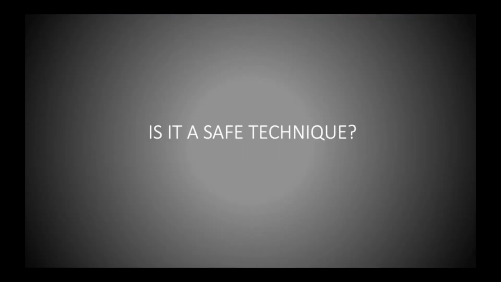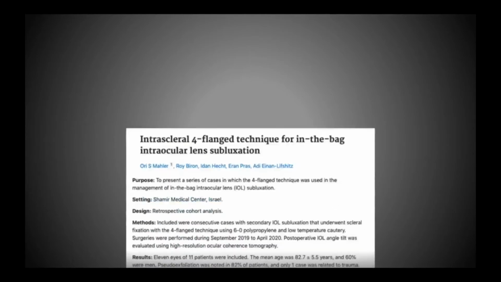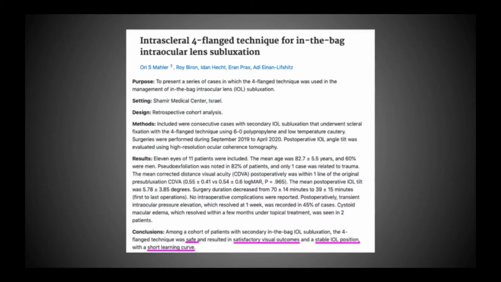Is this a safe technique? Recent study published this year in Journal of Cataract and Refractive Surgery shows that this is a safe technique with short learning curve, satisfactory vision outcome, and stable intraocular lens position. However, more data are needed.